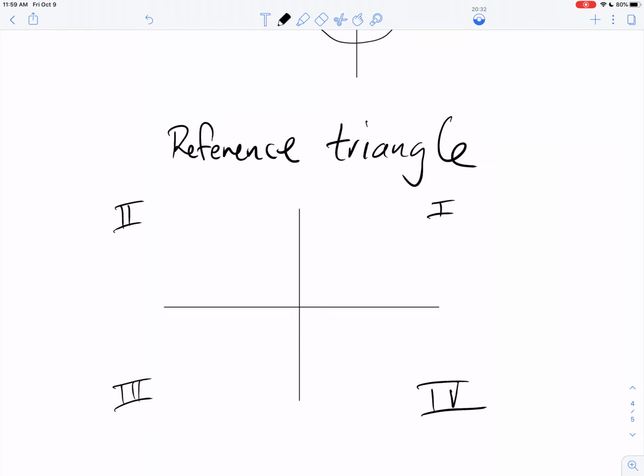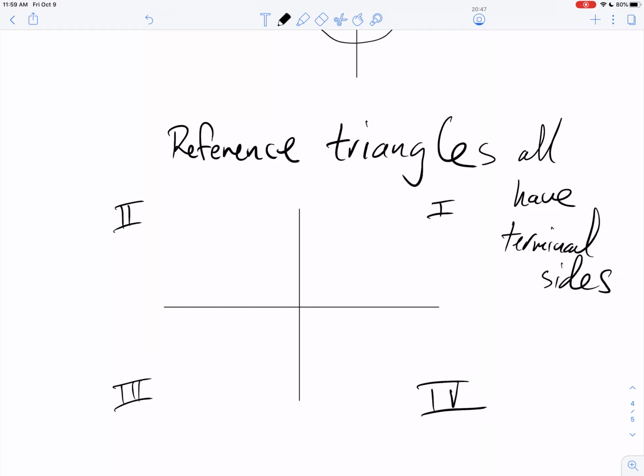And no matter where it stops, it will have a terminal side. Reference triangles all have terminal sides, and that terminal side can be connected to the x-axis.